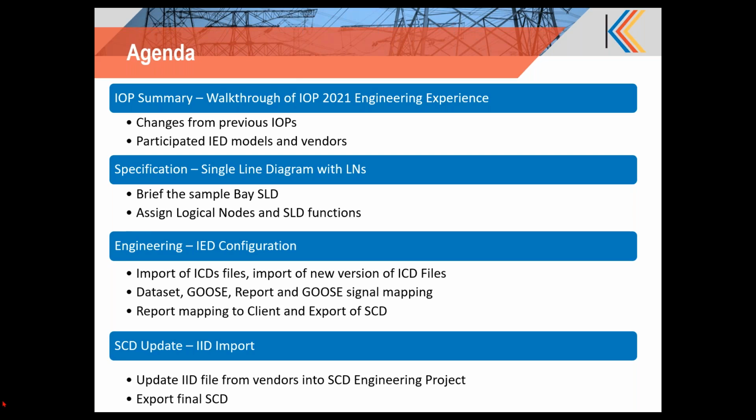Today's agenda, we're going to talk about the 2021 IOP workshop and discuss some of the changes that were introduced this year compared to previous IOPs. We're going to talk about the vendors and OEMs that participated in this workshop. And from the top-down perspective, as far as design is concerned, we're going to begin with a discussion on the single line diagram, how we assign logical nodes to a single line diagram and functionality associated with that. We're going to begin with a sample single line diagram and then progress further through the tool and talk about how the design is implemented in that fashion from top down.